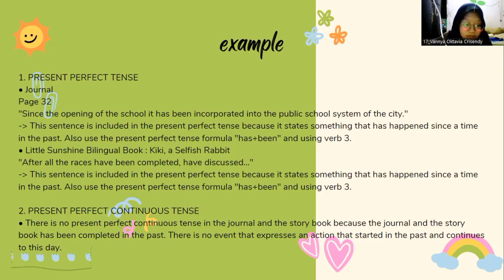Second is the present perfect continuous tense. There is no present perfect continuous tense in the journal and the book story, because the journal and the storybook have been completed in the past. There is no event that expresses an action that started in the past and continues to this day.